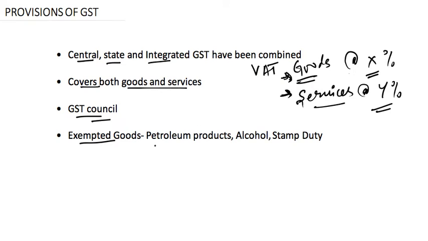Exempted goods. There is a class of exempted goods on certain goods and services which are considered very important for all the states. Petroleum products, alcohol, stamp duty. More goods may be added because all the rules of the GST have not been finalized yet.